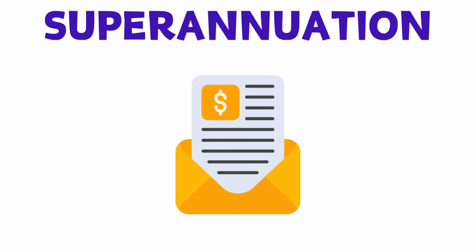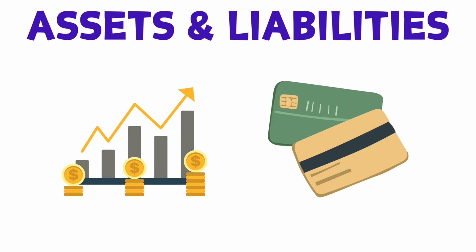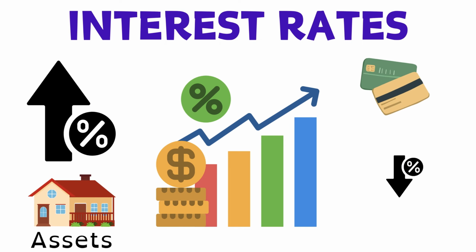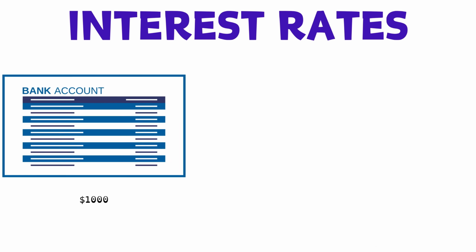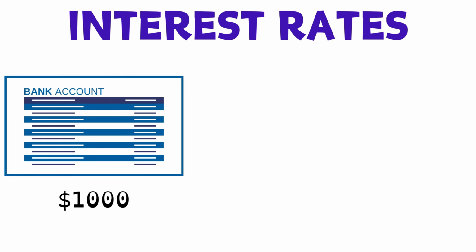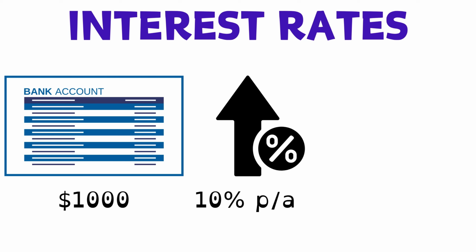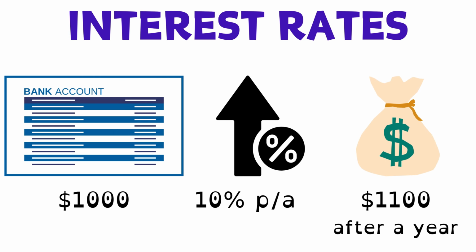Now that we've discussed the characteristics of a payslip, we'll now look at assets and liabilities. To understand these concepts better, we need to look at interest rates. Interest rates can be used in terms of growing money with assets or depleting money with liabilities. For example, an online savings account is an asset. So if you put $1,000 in there and the interest rate is set to 10% per annum, it will earn an extra $100 in the year.